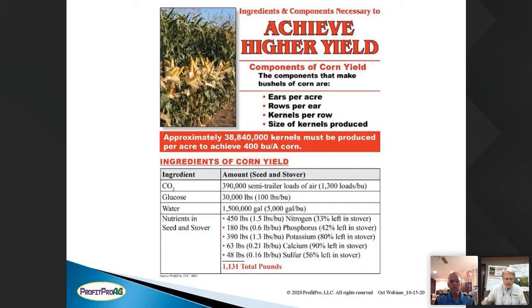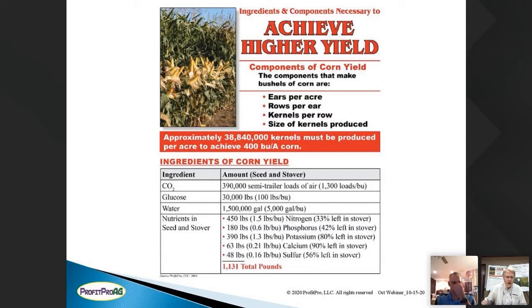One bushel takes 1,300 semi-loads of air. You convert that into glucose; it takes 100 pounds of glucose to produce 1 bushel of corn. So don't tell me that crop production isn't about energy, because if you don't have the energy, you can have the nutrients there and not get the yield. So they all have to work together.